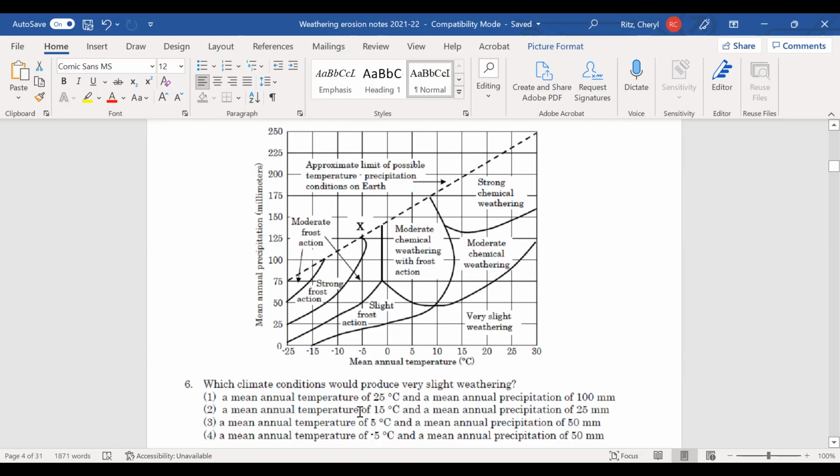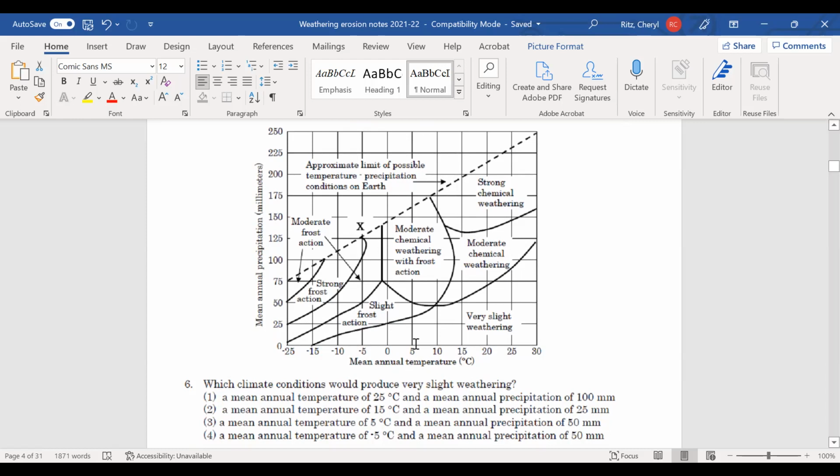So that's not it. So I go on to the next one. 15 degrees Celsius, that's right here. And match that up with 25 milliliters. Bam, very slight weathering. Normally I would go through and do all the others just to double check.